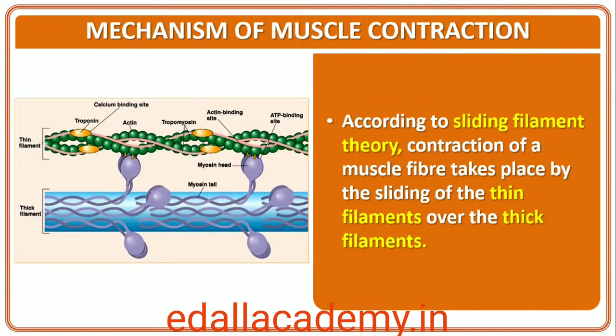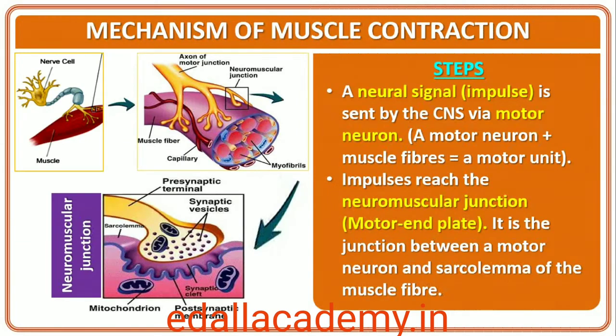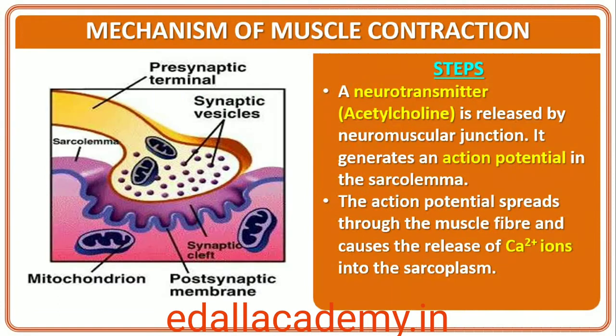20.2.2 Mechanism of muscle contraction. Mechanism of muscle contraction is best explained by the sliding filament theory, which states that contraction of a muscle fiber takes place by the sliding of the thin filaments over the thick filaments. Muscle contraction is initiated by a signal sent by the central nervous system, CNS, via a motor neuron. A motor neuron, along with the muscle fibers connected to it, constitute a motor unit. The junction between a motor neuron and the sarcolemma of the muscle fiber is called the neuromuscular junction or motor end plate. A neural signal reaching this junction releases a neurotransmitter, acetylcholine, which generates an action potential in the sarcolemma.